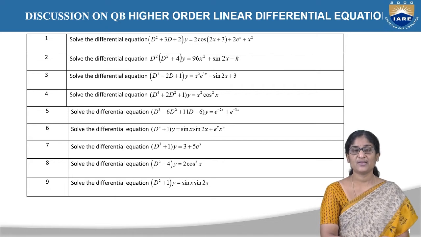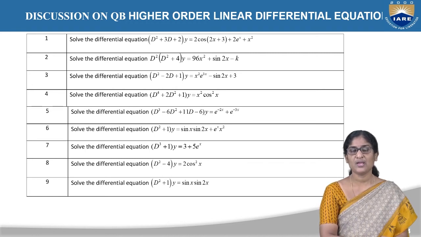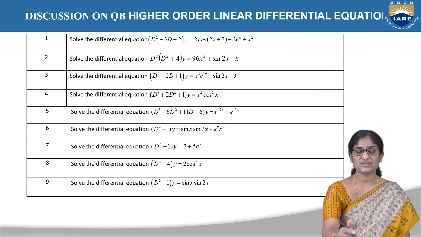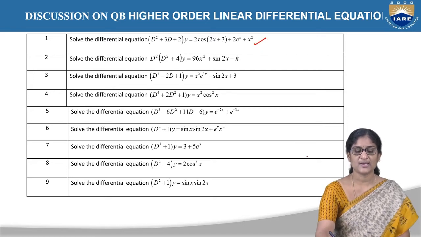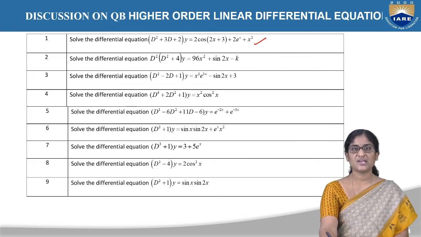In the syllabus we have only 3 types of non-homogeneous differential equations, that is, Q(x) equal to e to the power x, Q(x) equal to cos x and sin x, and Q(x) equal to x to the power n. This question is a combination of all the 3. So how to solve the differential equation? First we need to find the particular integral.